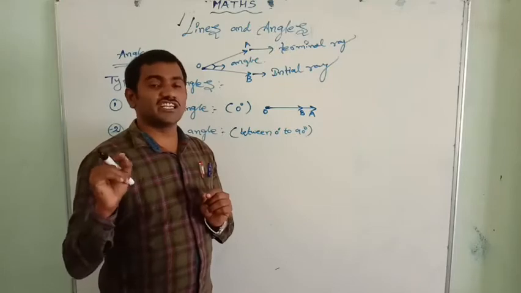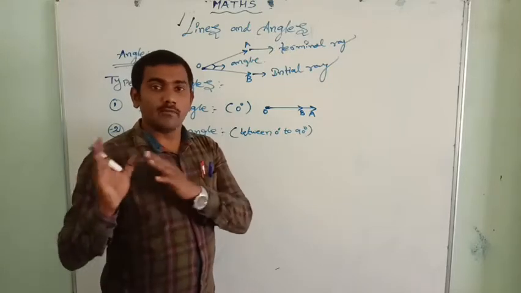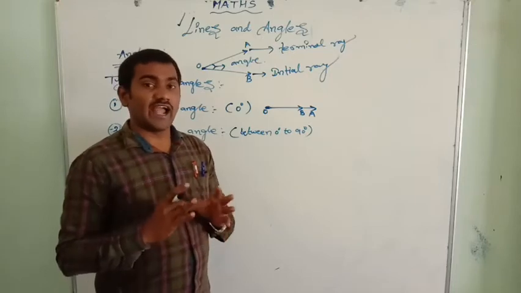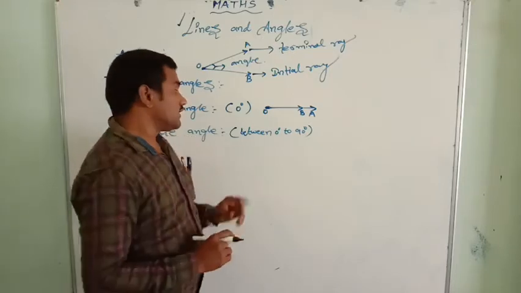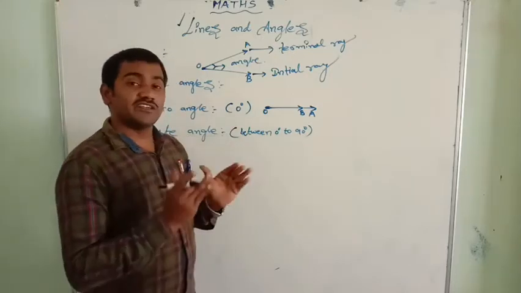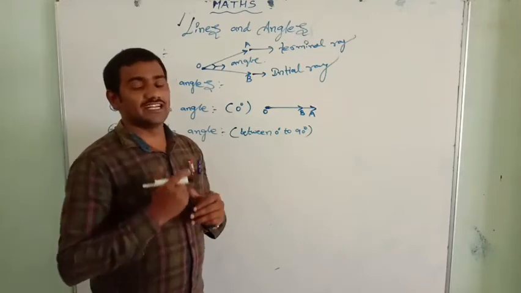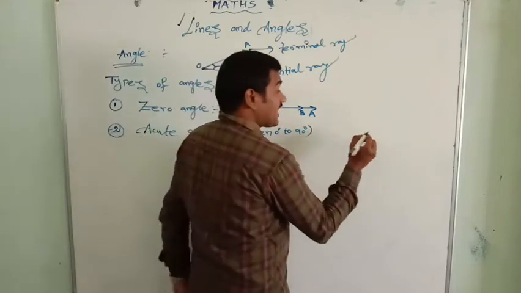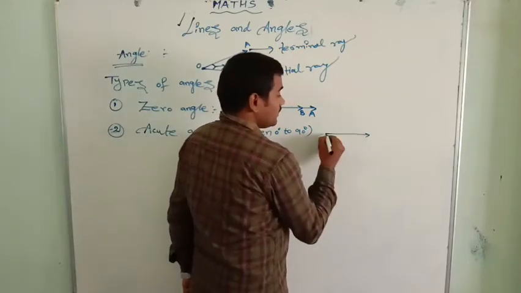There are 360 degrees protractors also available in the market, where you can buy and see the 360 degrees angles of protractors. Here the angles between 0 degrees and 90 degrees are called acute angles.